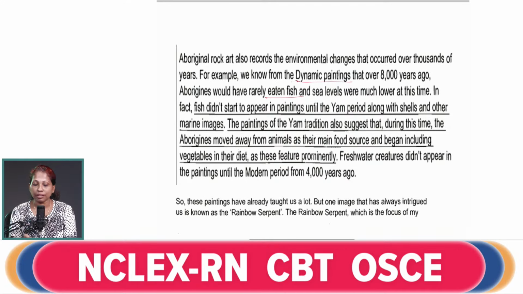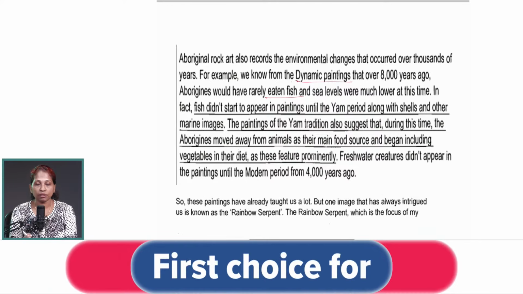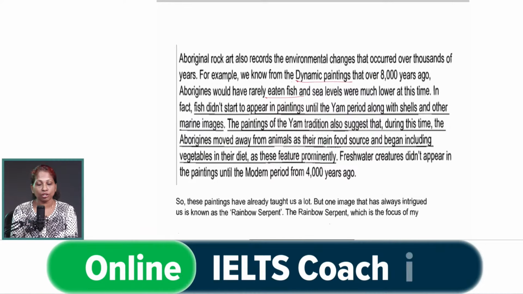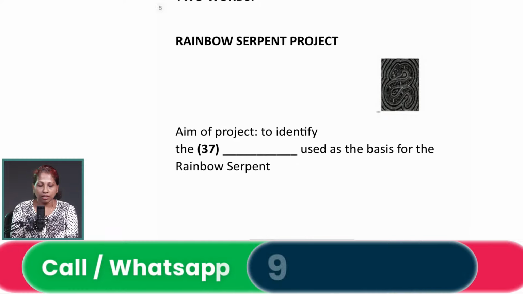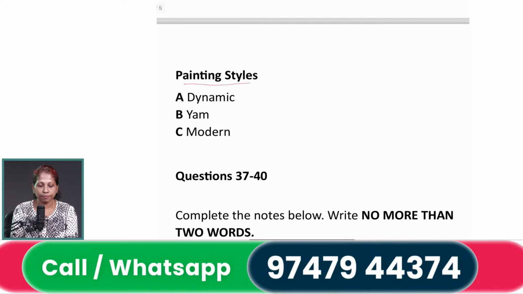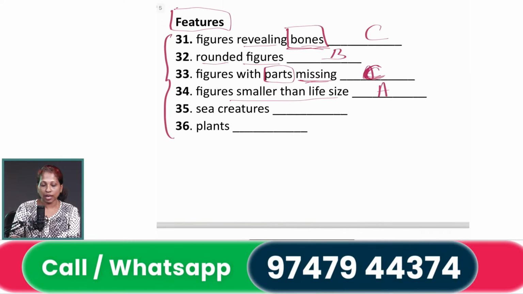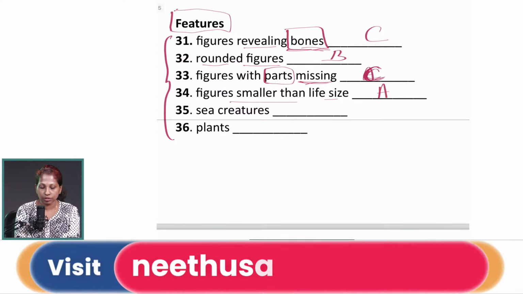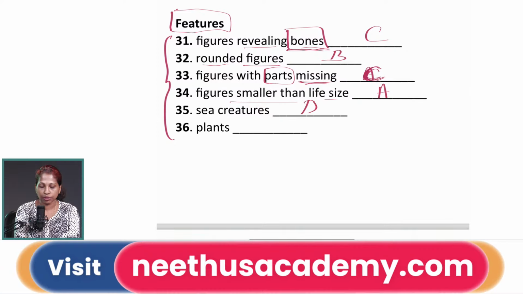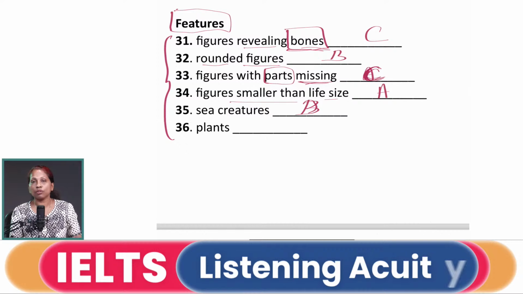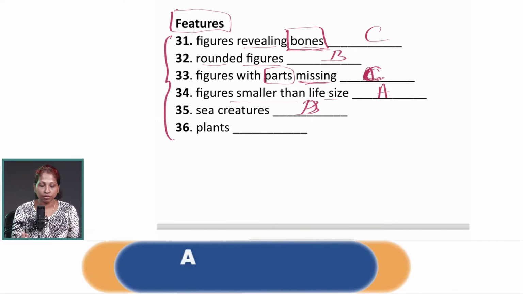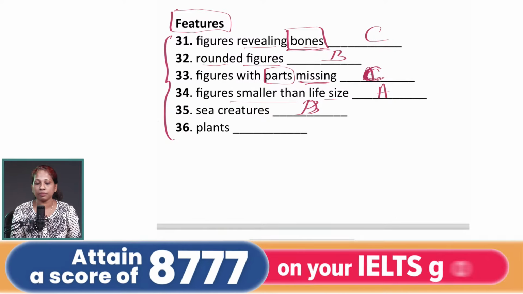That is about Yam. So that means fish, the marine creatures, are a feature of the Yam paintings, which is in option B, right? So your answer for 35 will be option B, because it is Yam painting. So it is not dynamic, because in dynamic they were not aware of the fish. They were not painting it in that. They started to paint when they started Yam paintings. So it is not dynamic, it is option B.